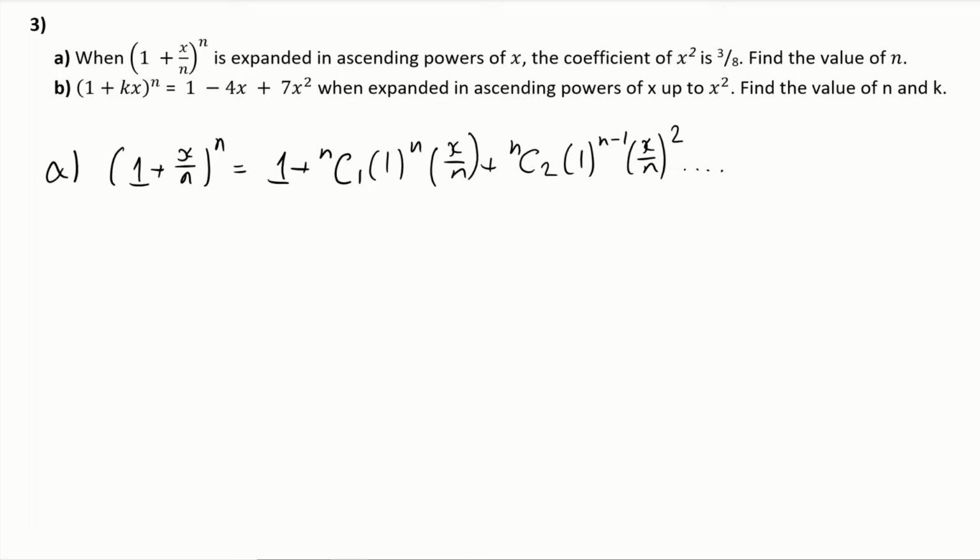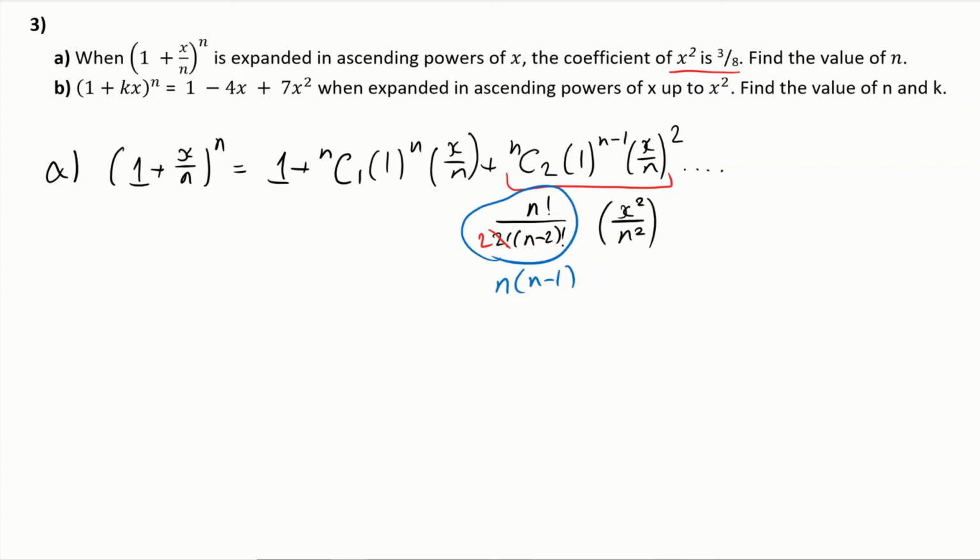So now let's try to find an expression for the coefficient of x squared. For that third term in our expansion, we will simplify that to n factorial over 2 factorial multiplied by (n minus 2) factorial times x squared over n squared. 2 factorial is just simply 2. And going back on how we simplified the factorials in the previous question, we know that this would simplify to n times (n minus 1) over 2 multiplied by x squared over n squared as usual.